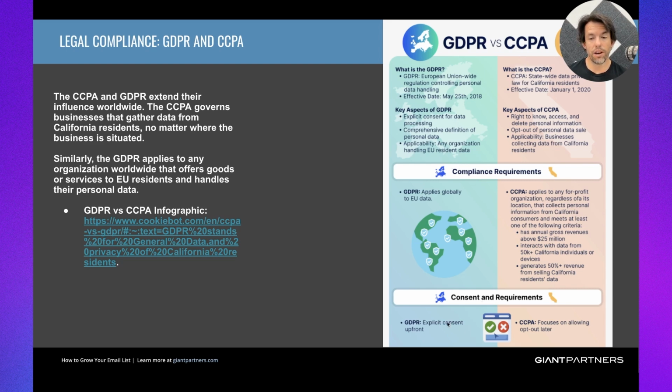In GDPR, you have to have explicit consent up front. So if someone's subscribing to your email list, you have to have consent to send them an email. They have to check a box for marketing email. Whereas with CCPA, they could subscribe for it.